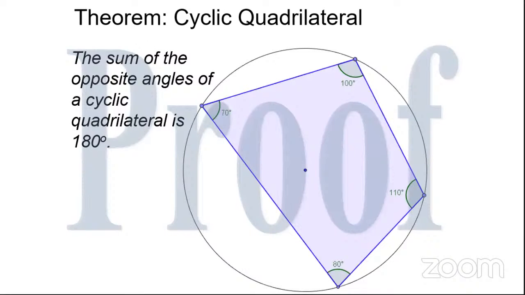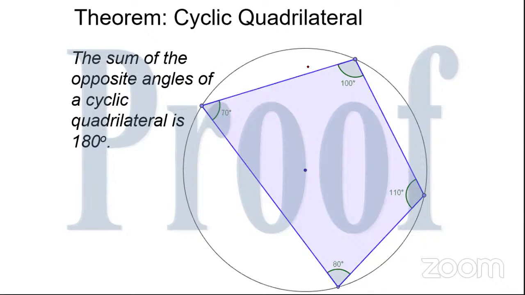So for the cyclic quadrilateral, when we say cyclic quadrilateral, we are talking about a four-sided figure inside a circle. You can see the screen. Four-sided figure in a circle, and all the vertices of the quadrilateral will be touching the circle, and that is what you can see there. According to the theorem here, the sum of the opposite angles of the cyclic quadrilateral is 180 degrees.